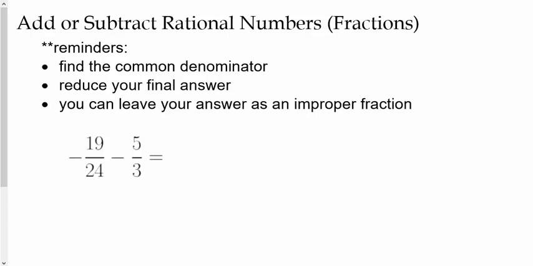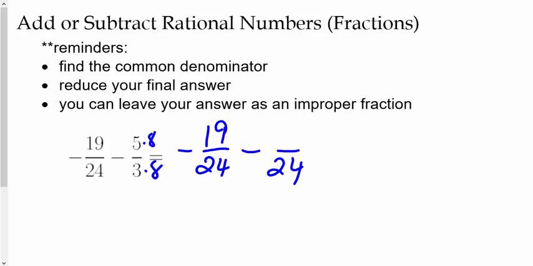-19/24 minus 5/3. 24 is the least common denominator for these two fractions. So -19/24 stays the same. -19/24 minus something over 24. 3 times 8 is 24. 5 times 8 is 40. So I know my denominator is 24.